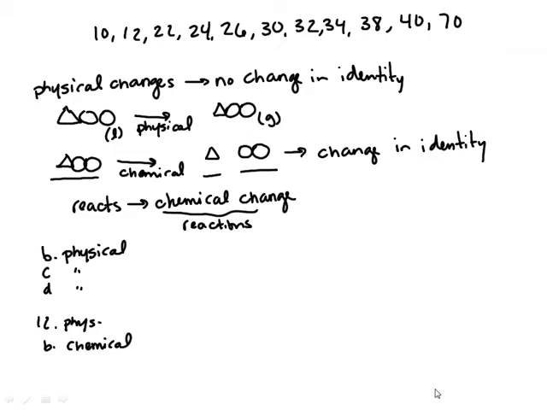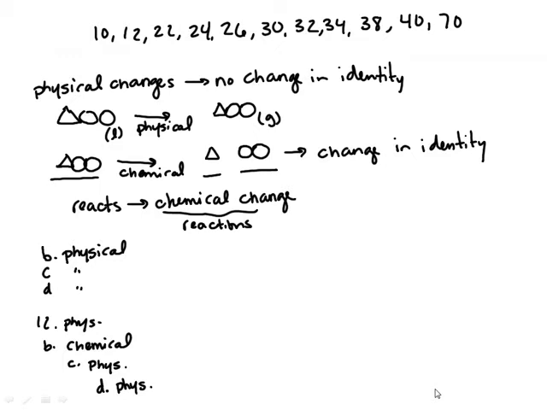In C, lithium metal is light enough to float on water. That's talking about the density, actually, of lithium. And so that's physical. And then D, mercury is a liquid at room temperature. Again, we can measure it. It doesn't change the identity of it. It's reversible. And so that would be a physical property as well.